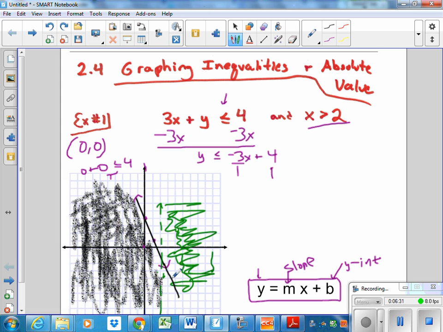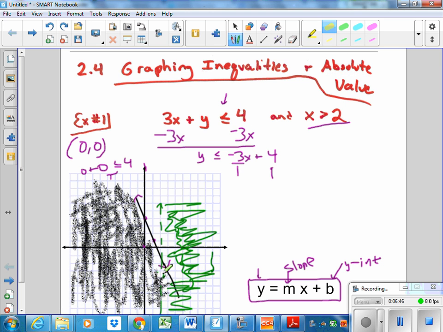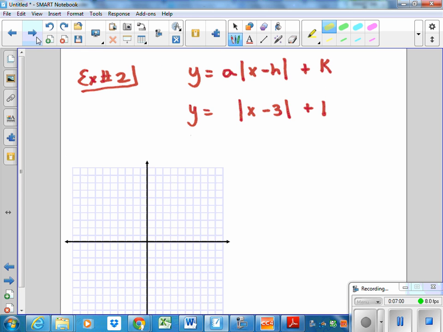Can you see where they're both shaded? This is over to the side, and back to my crayon. This one's underneath. Can you see that this little wedge right here is where they're both shaded? So you're going to either darken those in or use a highlighter or something. This is the place where both of them are true. That's why we have the word and here. You have to double shade the overlapping section. All right, so that's how you graph inequalities.